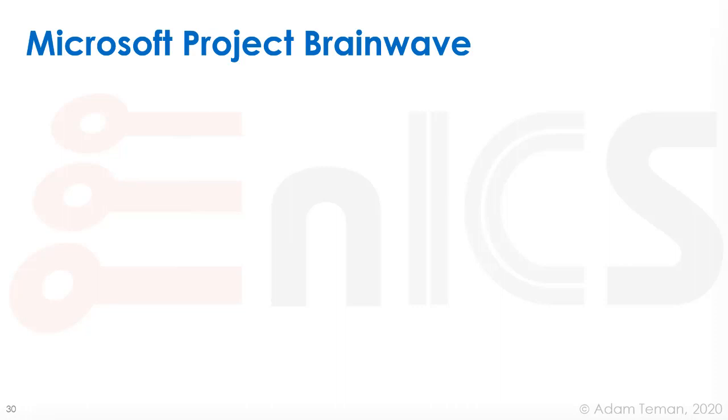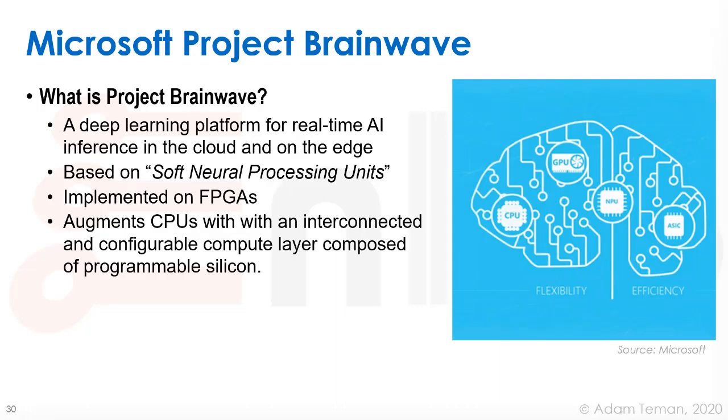One of the big players that is using this type of a soft DPU is the Microsoft project Brainwave. So Microsoft came out a few years ago and they said, we're going to have a deep learning platform for real-time AI inference in the cloud and on the edge, and it's going to be based on soft neural processing units. So what that means is that they have now in the Azure cloud many of these FPGAs. You can rent an FPGA, you can program onto the FPGA whatever your accelerator is, and so it augments CPUs with an interconnected and configurable compute layer composed of programmable silicon. They provide 2 layers of this.